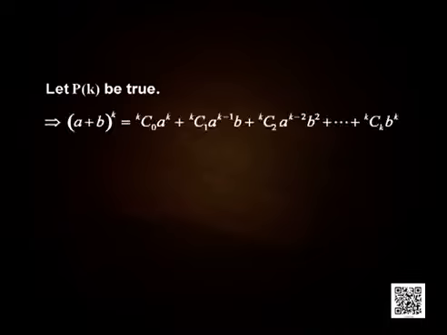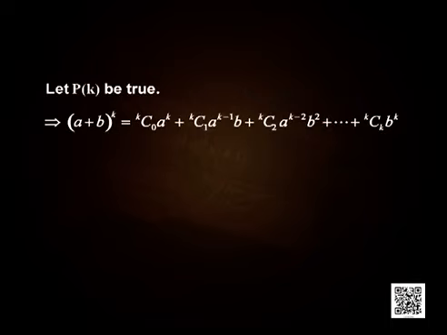Assumption step: let P of k be true, where k is a positive integer or a natural number. That means (a plus b) to the power k has an expansion of the form kC0 a to the power k plus kC1 a to the power k minus 1 times b plus kC2 a to the power k minus 2 times b squared plus so on up to kCk b to the power k.